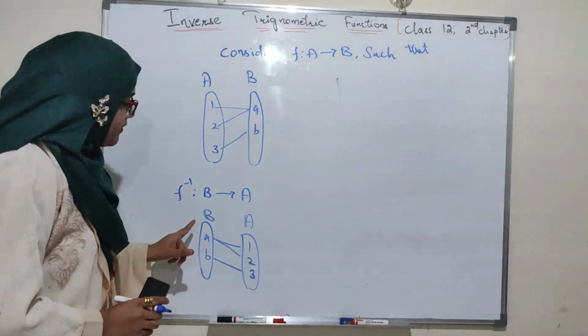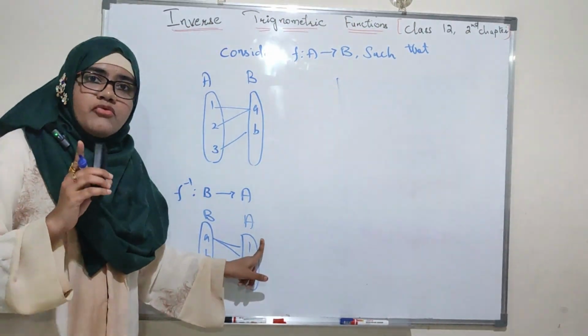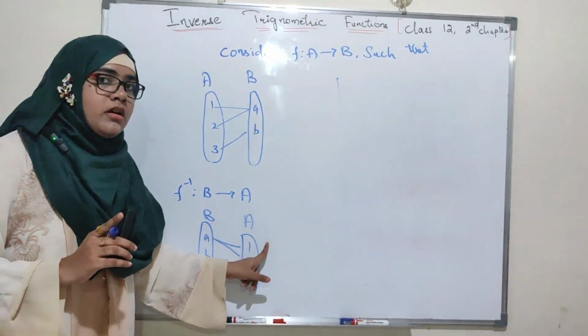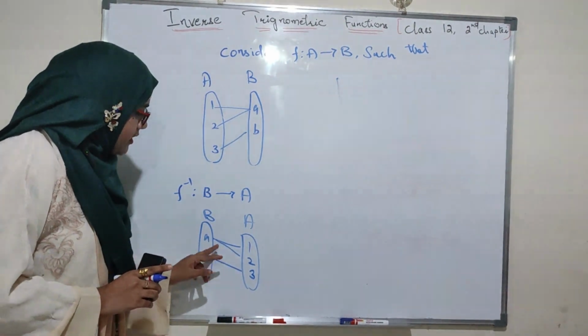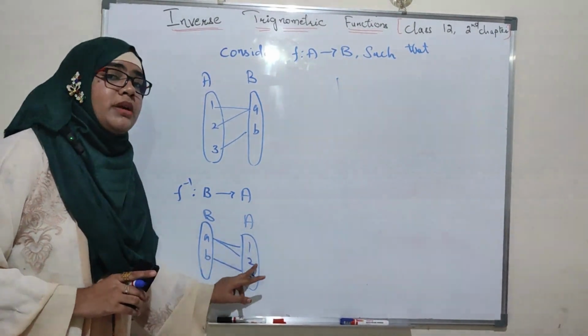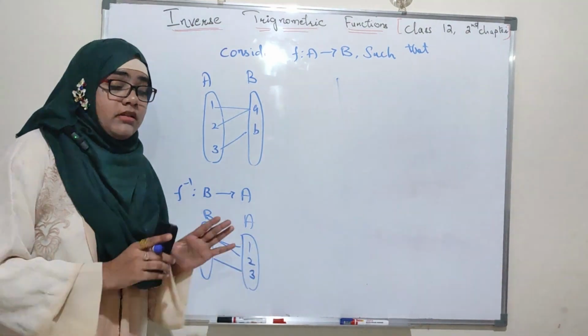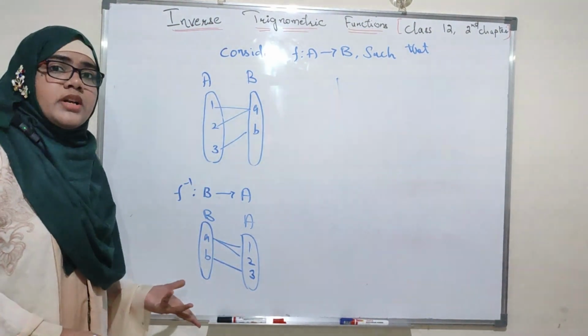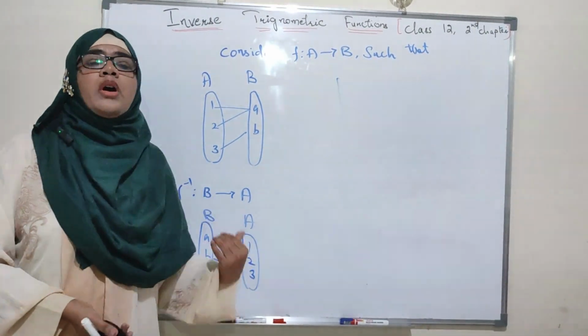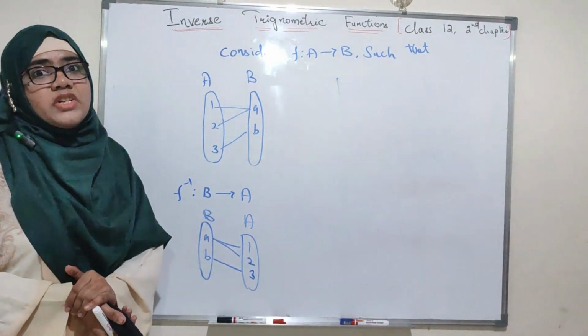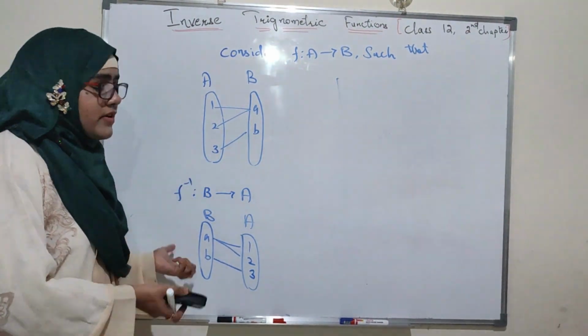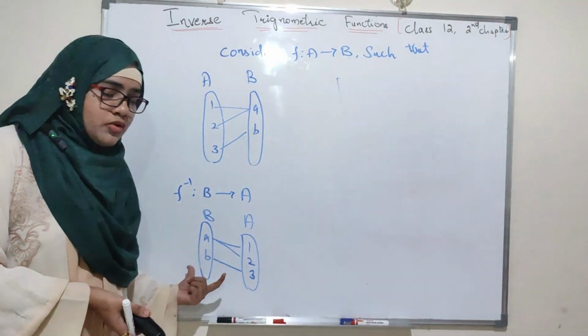But we know that every element will have only one image in the codomain. In this case, element A has two images in the second set, so it will not form a function. If it does not form a function, then how can we find the inverse of this function? That means we can't find the inverse of this function.